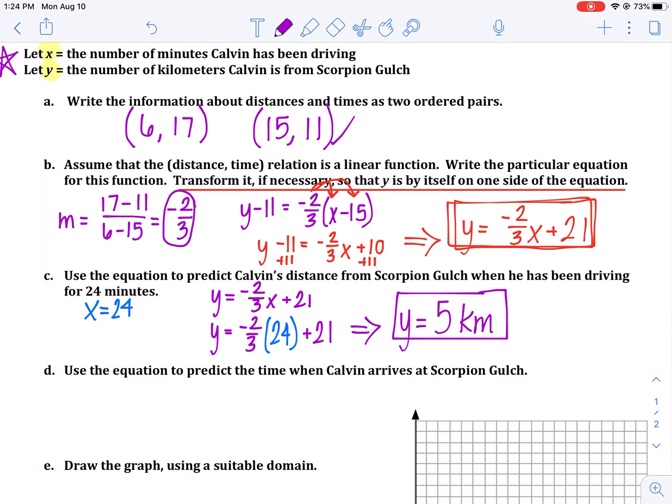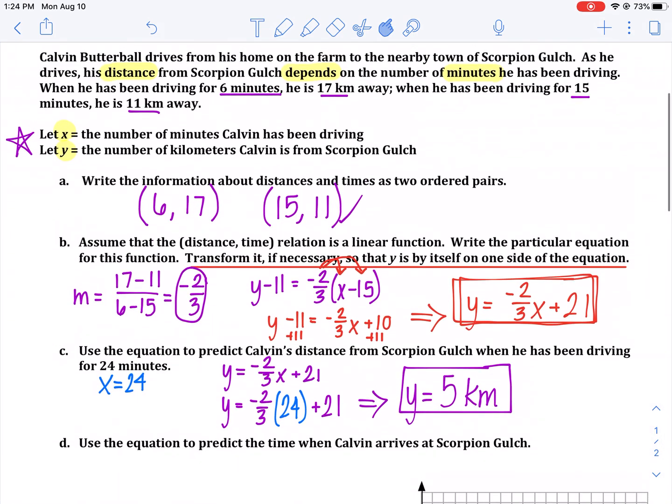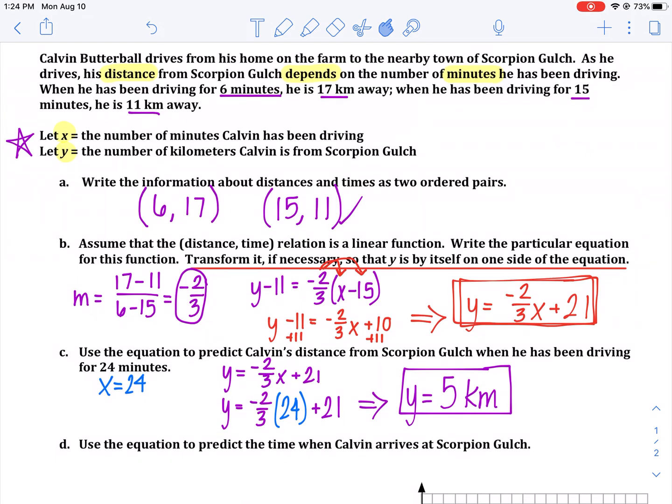Part D, use that equation, again the equation in red, to predict the time when Calvin arrives. So I'm trying to find time. Time is x, the number of minutes. So I know I need to have my x in the equation. That means the y has to be a value I can input. Well, if you go back to the beginning, it says drives from his home on the farm to the nearby town of Scorpion Gulch. As he drives, his distance depends on the number of minutes.